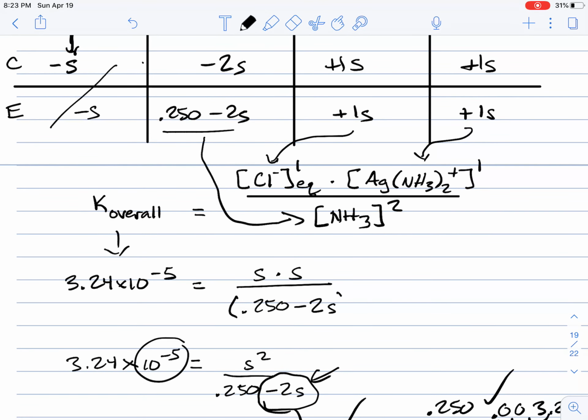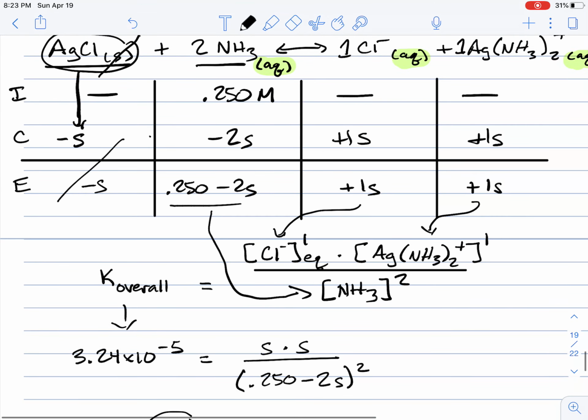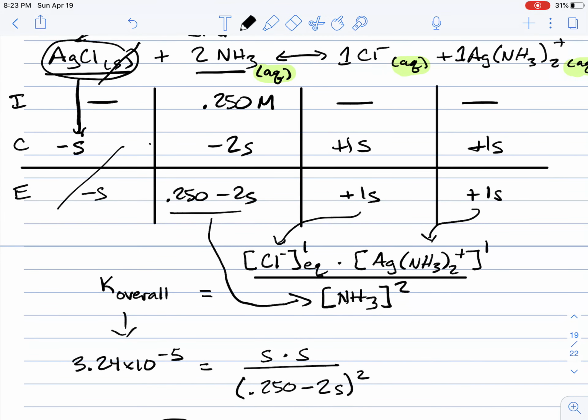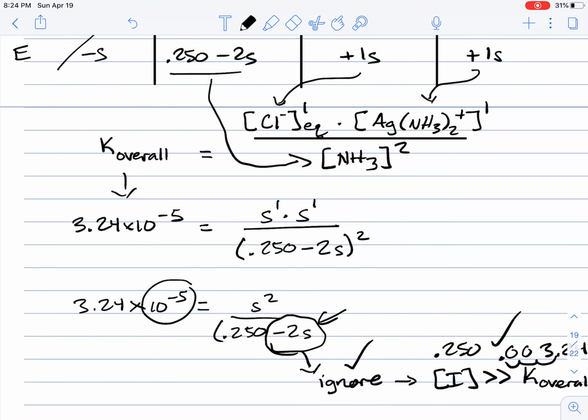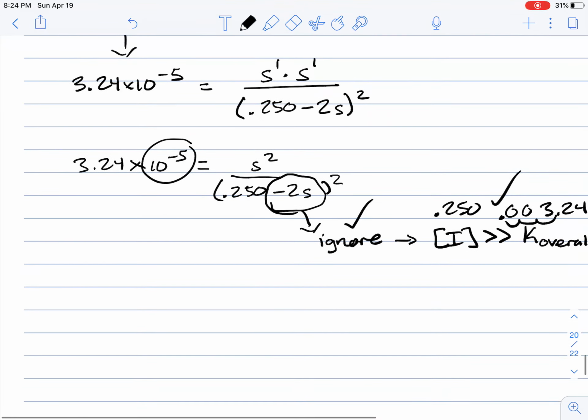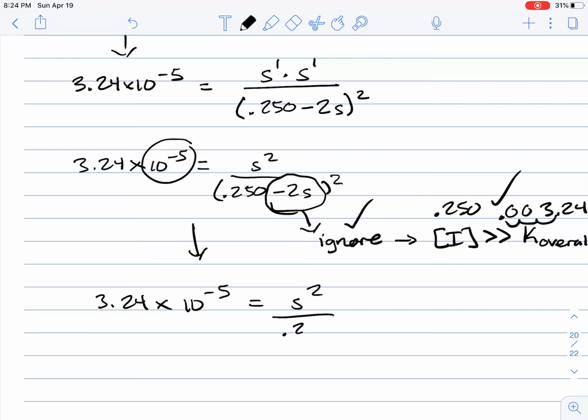Actually, real quick, I forgot one thing, the squared. Okay. All right, so basically our algebra just boils down to 3.24 times 10 to the negative 5 equals s squared over 0.250 squared.